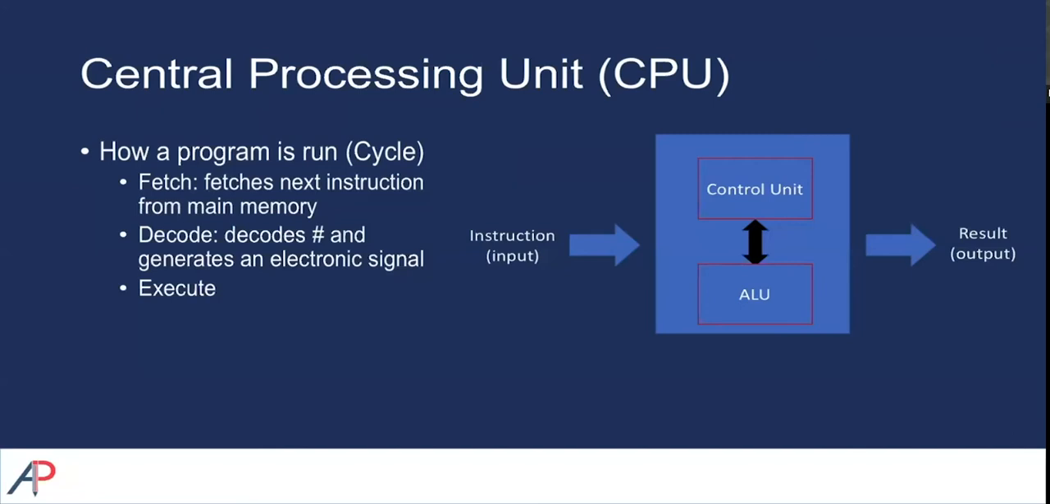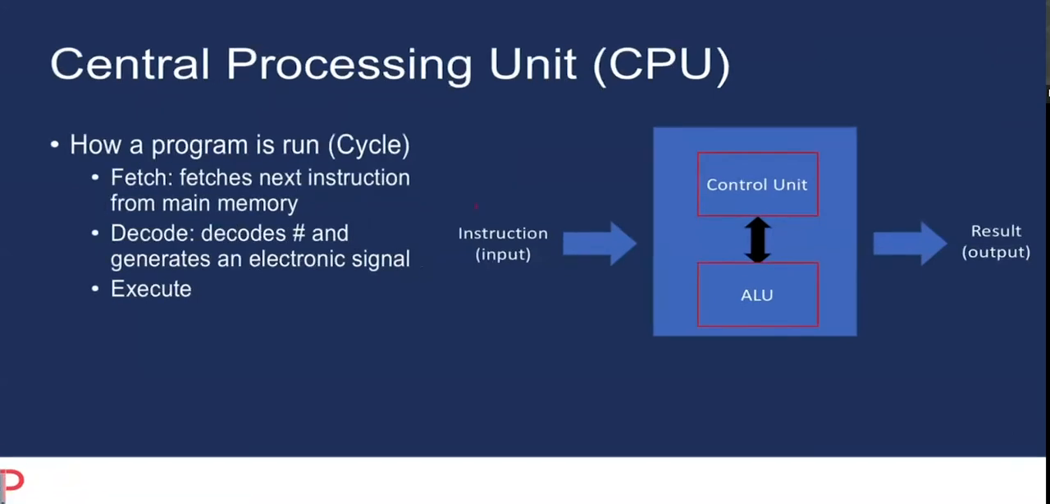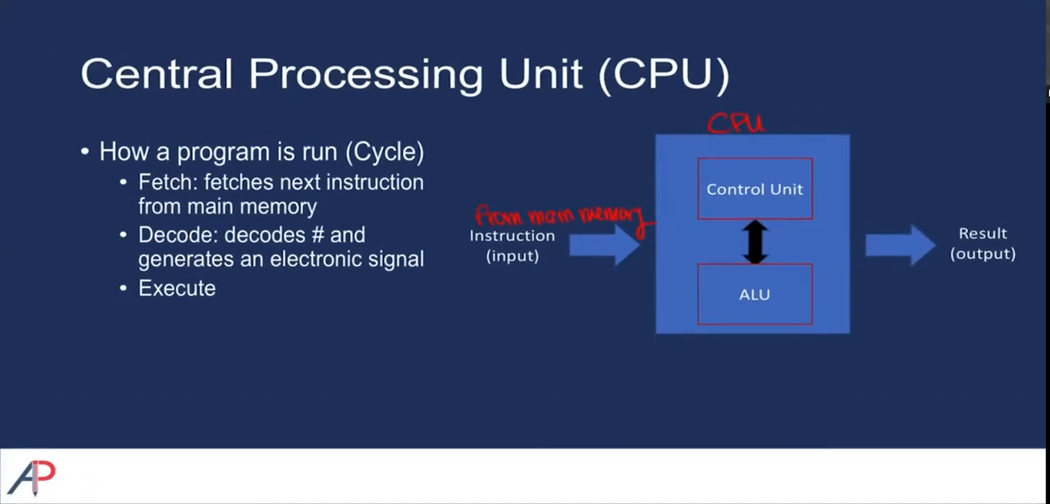So here, this is the instruction from the main memory. It is input into the CPU. So this entire thing is a CPU. We'll talk in a little bit more detail about how to find a specific instruction in main memory. The instruction is then decoded and executed in the CPU. And then the result is outputted from the CPU and returned back to the main memory.